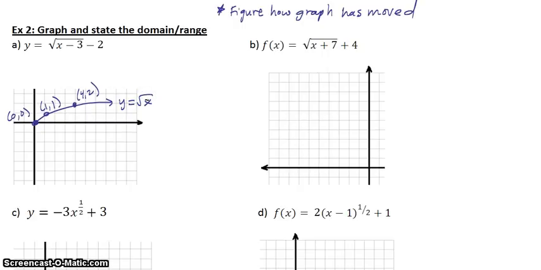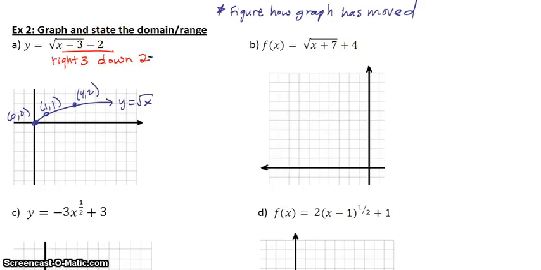And what I'm telling you is we're going to take that exact function and just move it. I'm going to look at this and say, okay, according to my notes, I see a subtract sign underneath, so subtract sign underneath means right, so right 3. And then I see a subtract sign outside, that means down, so right 3, down 2.